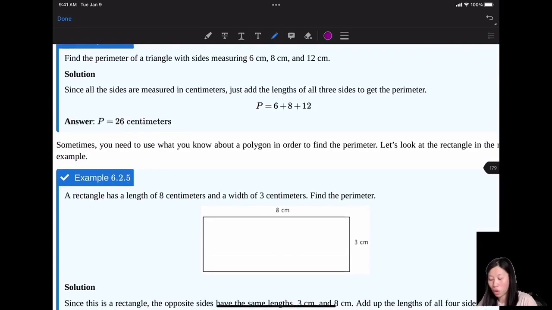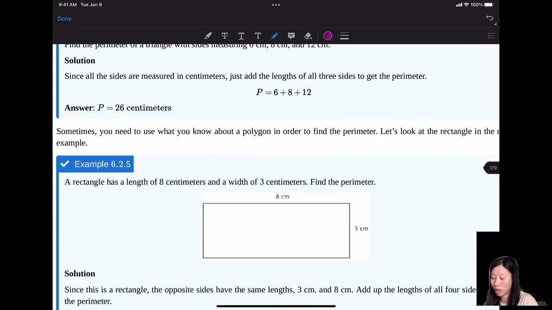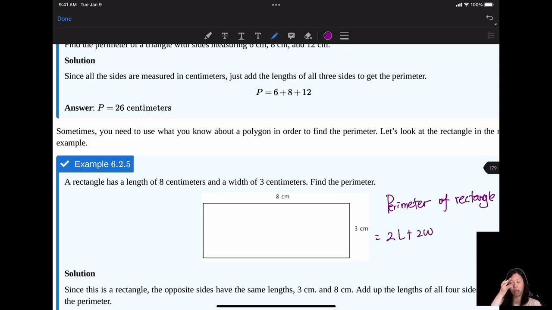Okay, so for a rectangle, how do you find its perimeter? A special thing about a rectangle is that we know the opposite sides are equal to each other, right? So that means the perimeter of a rectangle equals what? 2 times the length plus 2 times the width. That would be the perimeter of a rectangle.